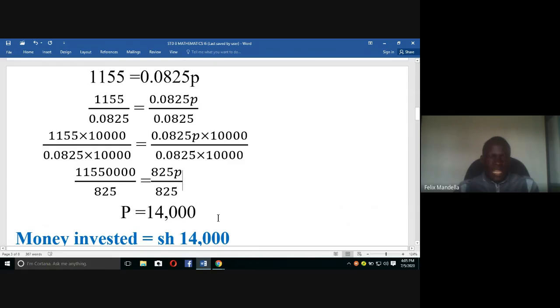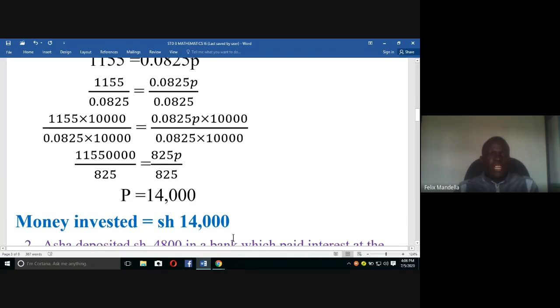But I'm repeating with a lot of caution, because if you do that in high school, you may not be able to, because in high school, we don't have choices. So the best thing is to know the formula, because the formula will help you to work it out at any point, whether you have the answers or the choices or not. So in that question, the money invested was 14,000 shillings. That is the amount of money Oduor had invested.